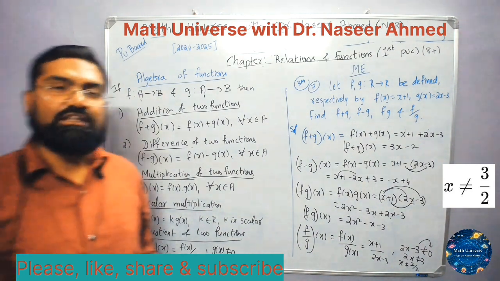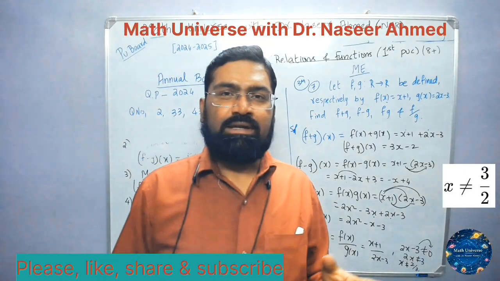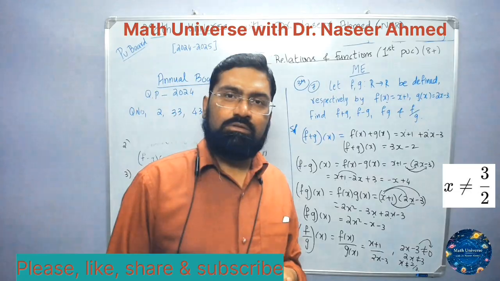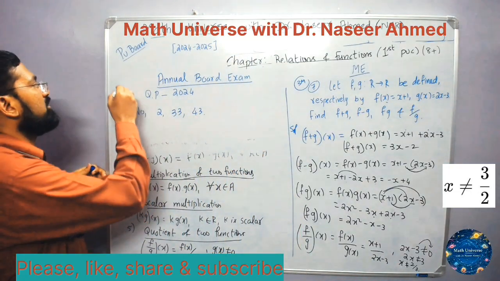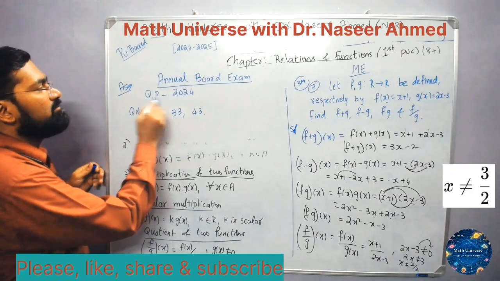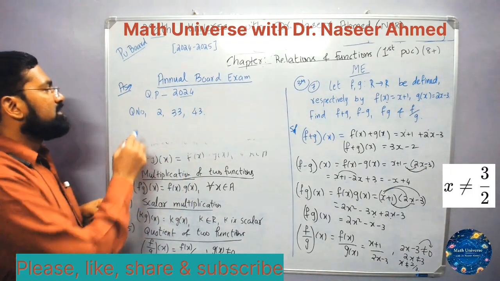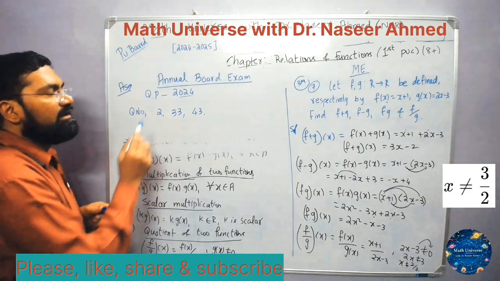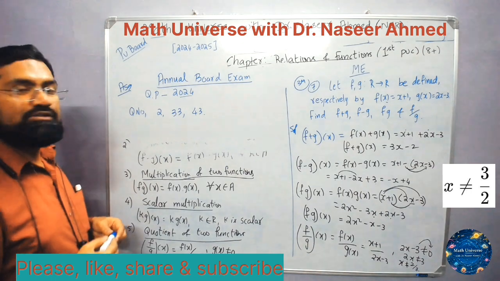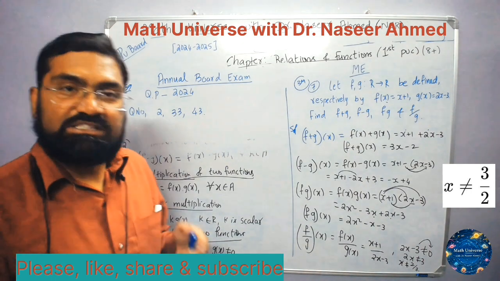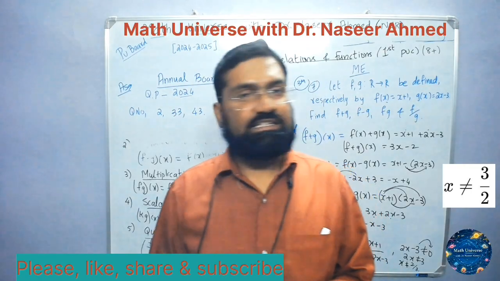So with this we have finished all the problems. Dear students, having completed all the concepts and the problems, these are your assignment from the question paper of the annual board examination of the year 2024. So question numbers 2, 33 and 43 are the questions from this chapter. Make sure you do the assignment, study well, and do the work day by day. Only then are you going to achieve success.